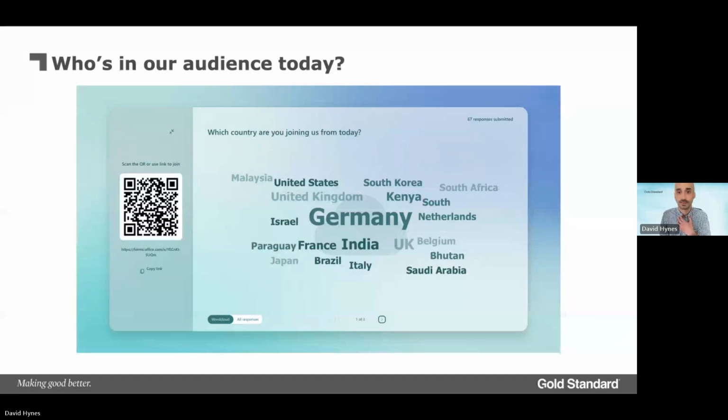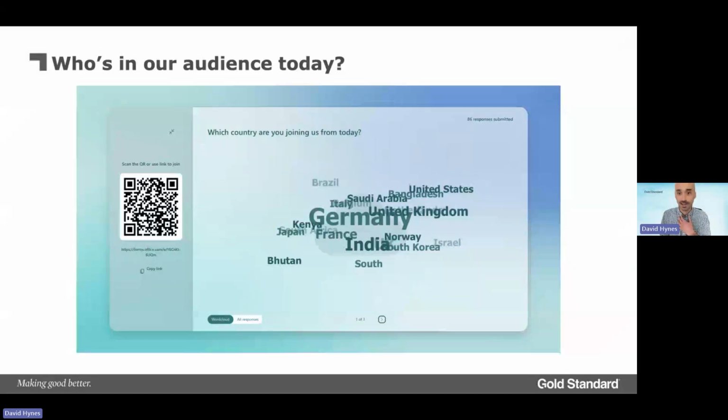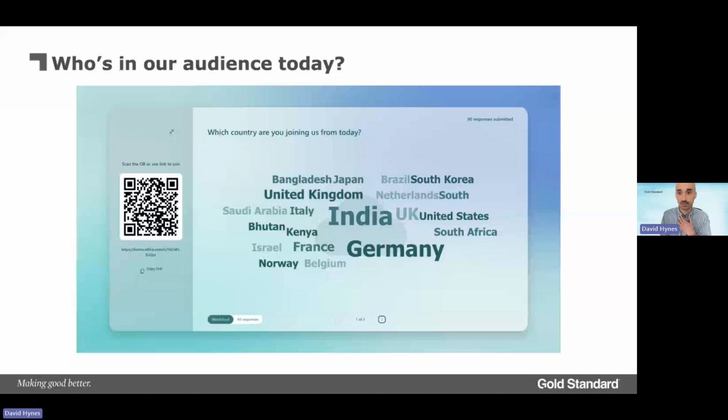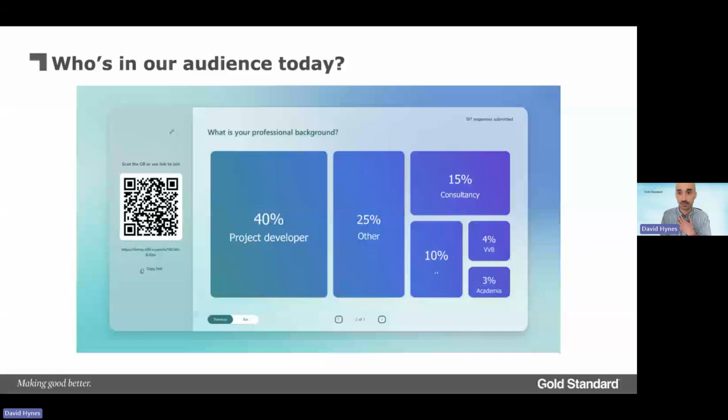Okay, so it looks like we've got a lot of people from Germany, but also the UK, India as well. So we've got a good geographical spread of people. What kind of organization are you working for? So we have quite a lot of project developers, 40% of our audience. And then we have a split between consultancy and those of you who are joining us from other professions.